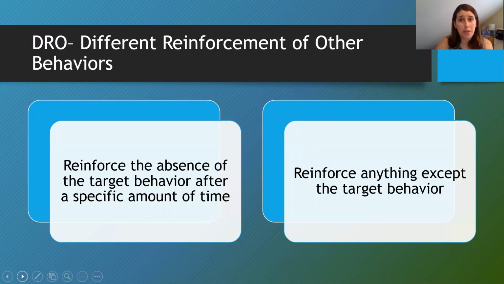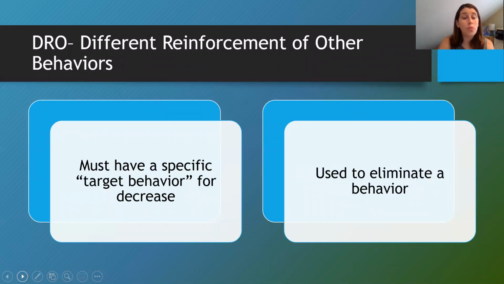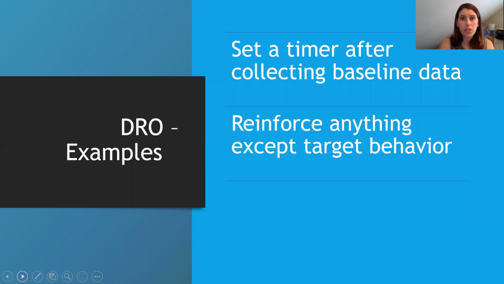DRO is the differential reinforcement of other behaviors. You're going to reinforce the absence of the target behavior after a specific amount of time. So you're going to reinforce anything except the target behavior during that time. You must have a very specific target behavior for a decrease, and you're going to use DRO to eliminate a behavior entirely. To do a DRO, you would set a timer after collecting your baseline data and reinforce anything except that target behavior.